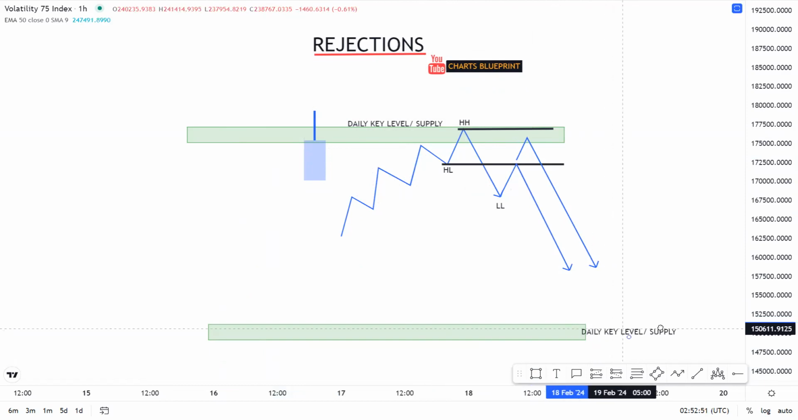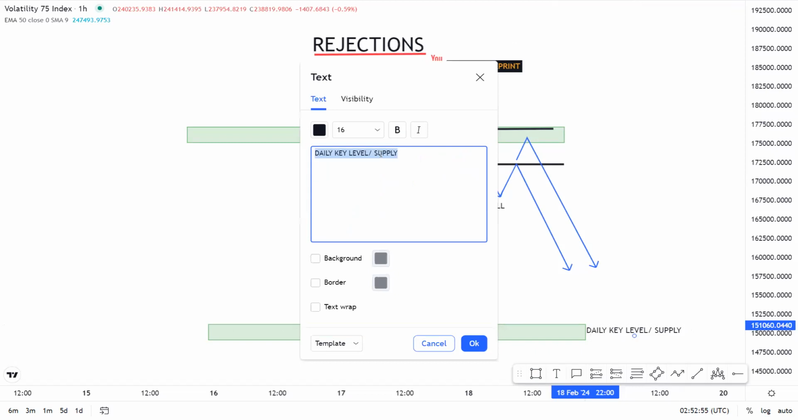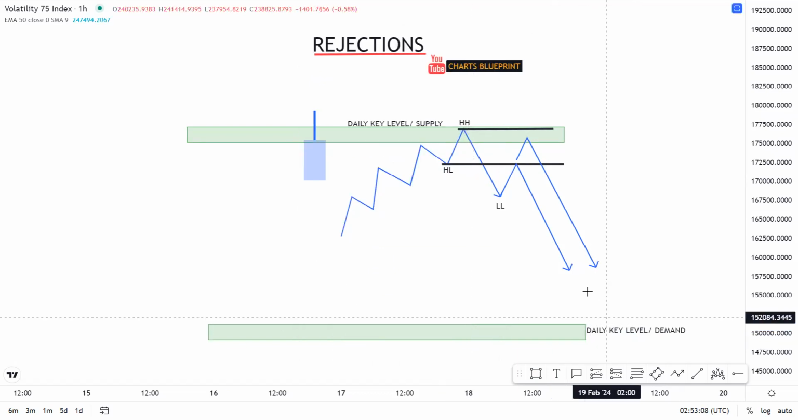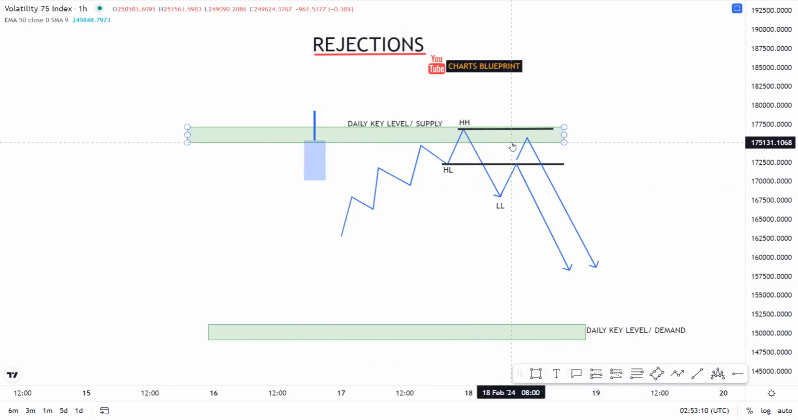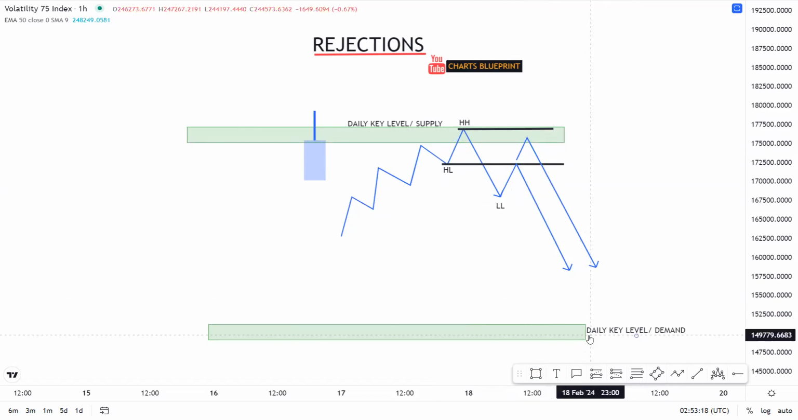Let's assume we have identified yet another daily key level in a daily demand level. This is where, selling from this level right here, we would want to take price all the way down to the next daily key level.